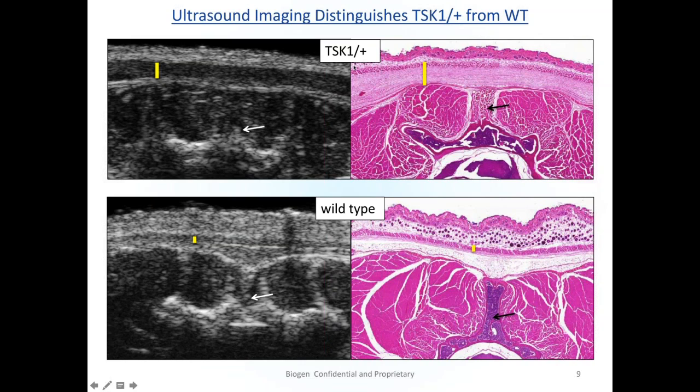So we looked at equivalent magnifications, obviously, of H&E sections, and we could orient following the spine in both wild type and TSK. And so with careful consultation back and forth with our pathologists, we decided that this yellow band, this hypoechoic area, represents this sort of pinkish tissue layer that you can see in the TSK mouse, but not in the wild type mouse.